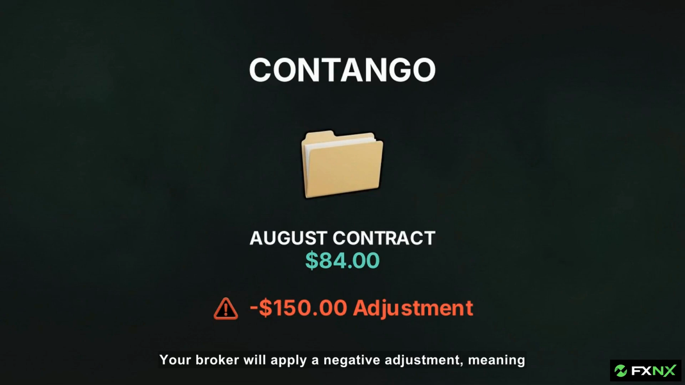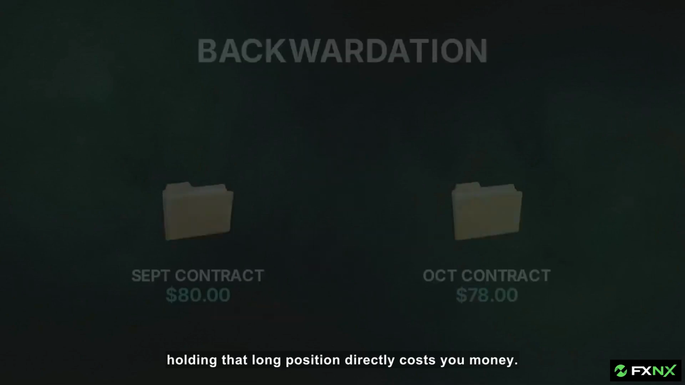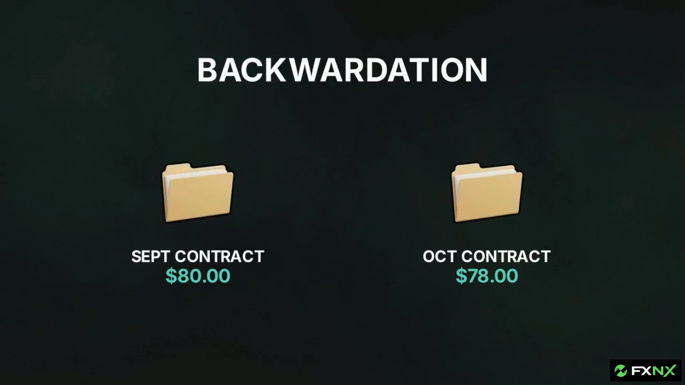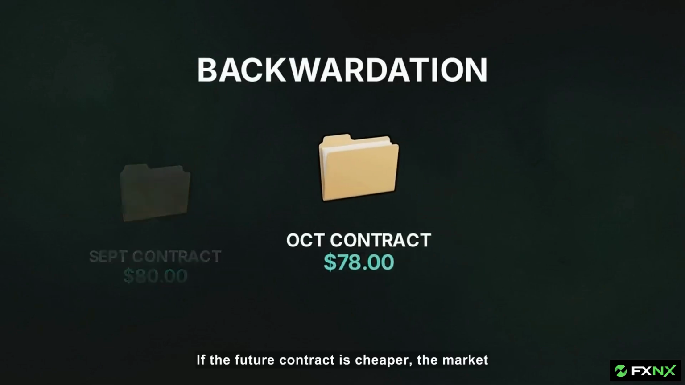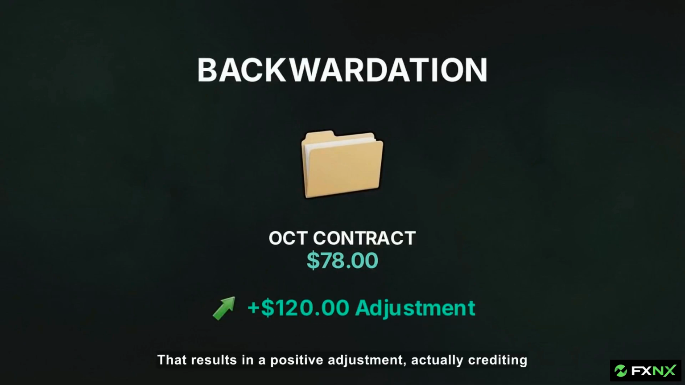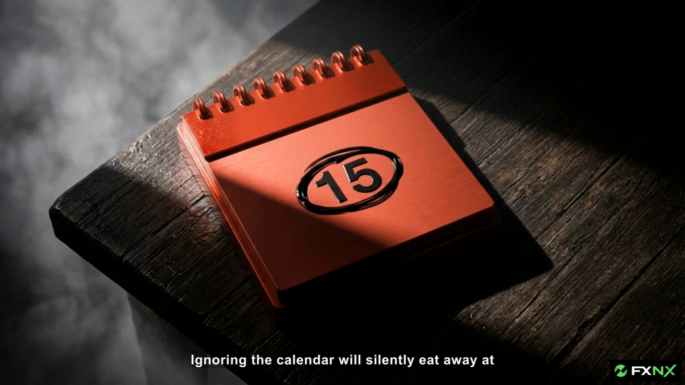Your broker will apply a negative adjustment, meaning holding that long position directly costs you money. If the future contract is cheaper, the market is in backwardation. That results in a positive adjustment, actually crediting funds to your account. Ignoring the calendar will silently eat away at your margins. You must always know when your contract is set to roll over.